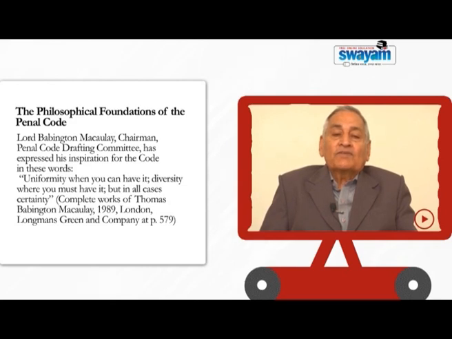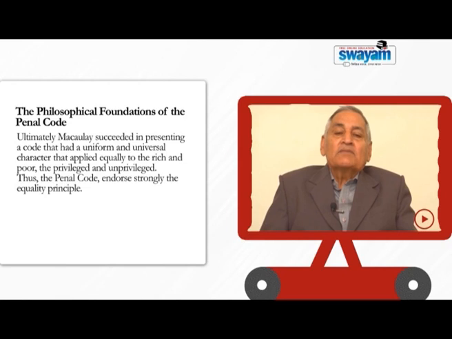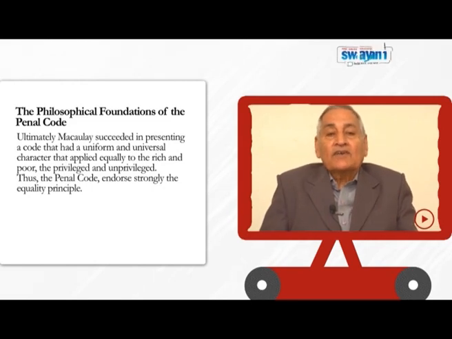Now, in this quest for certainty in the framing of the Penal Code, Macaulay ultimately succeeded in presenting a code that had a uniform and universal character, that applied equally to the rich and poor, the privileged and unprivileged. Thus, the Penal Code strongly endorses the equality principle that was later incorporated in Article 14 of the Constitution.